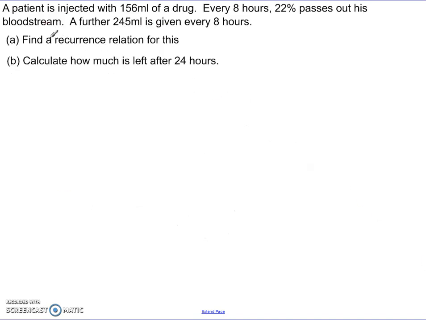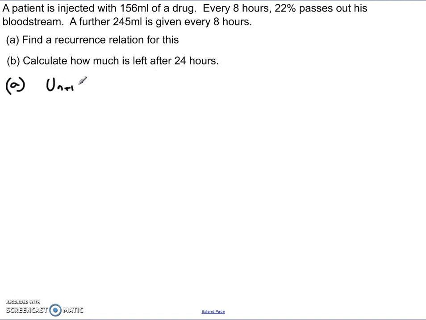So let's imagine we've got a system where a patient is injected with 156 mils of a drug. Every 8 hours, 22% passes out of their bloodstream, and a further 245 millilitres is given every 8 hours. First I want to find the recurrence relation to represent this, and then I want to calculate how much is left 24 hours later.